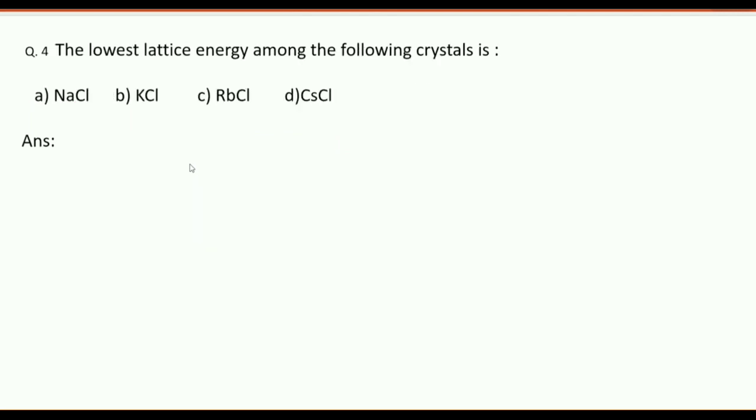Now the fourth question: the lowest lattice energy among the following crystals is NaCl, KCl, RbCl, and cesium chloride. So what is lattice energy? The energy required for ions to form a compound. Lattice energy is inversely proportional to size. That means lattice energy is directly proportional to 1 by size. So when size increases, what happens? Size increases, lattice energy decreases.